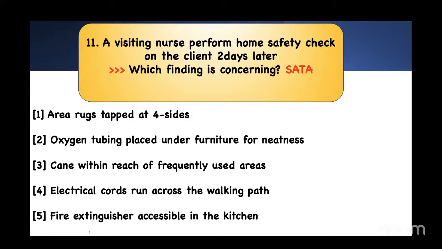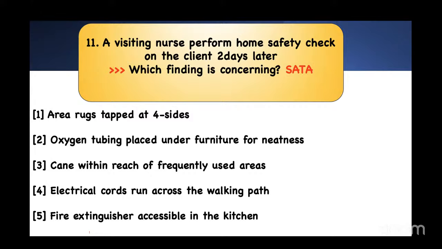Well, I don't want to have an area rug, whether you tape it or not, unless it's a very tiny, thin one. But this is a full area rug taped on 4 sides, I still can trip on it. Oxygen tube should not go under the furniture for neatness. No, it's to stay away completely. You can still trip on it.